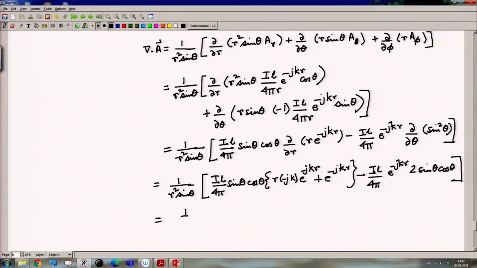And that is equal to I L by 4 pi e to the power minus j k r, minus j k r by r square plus 1 by r square minus 2 by r square, cos theta.